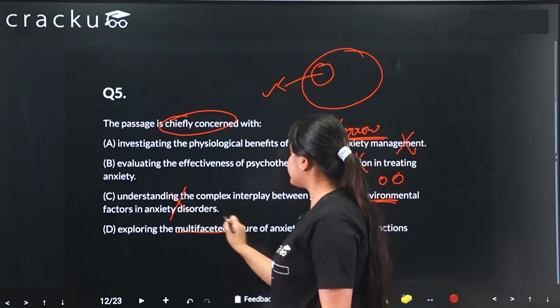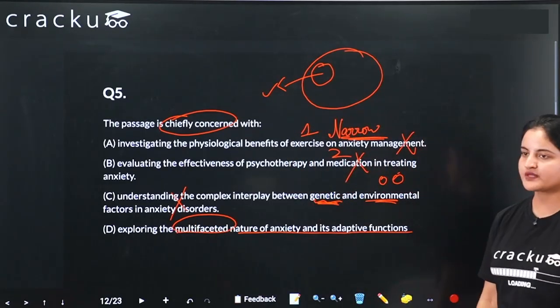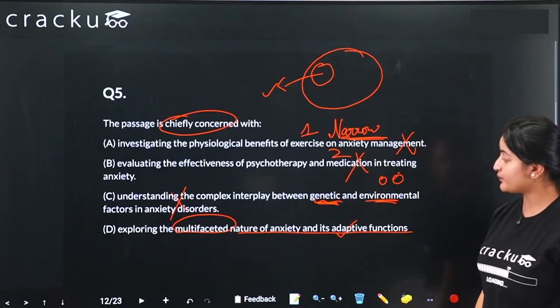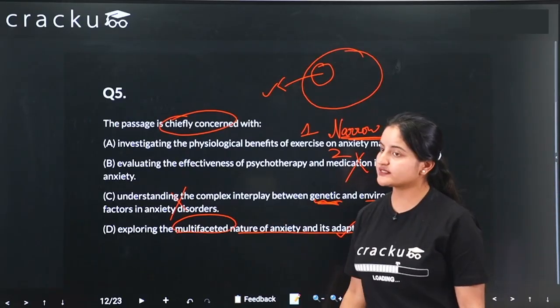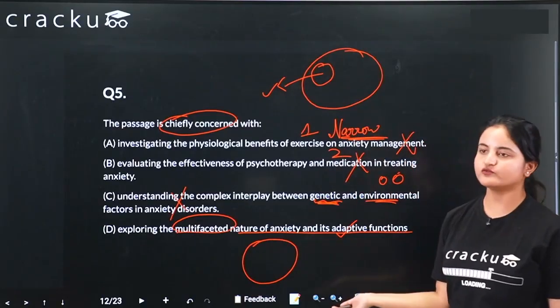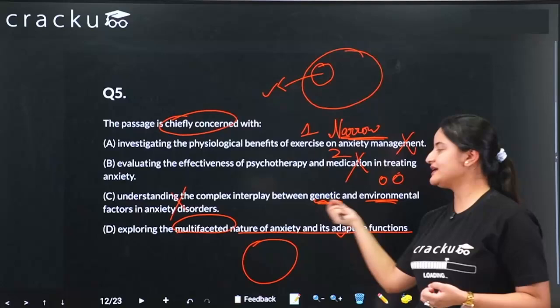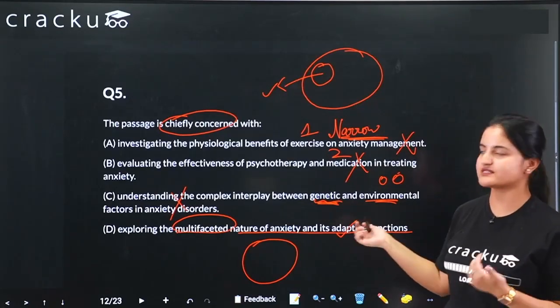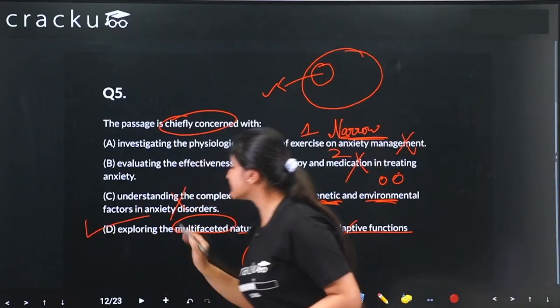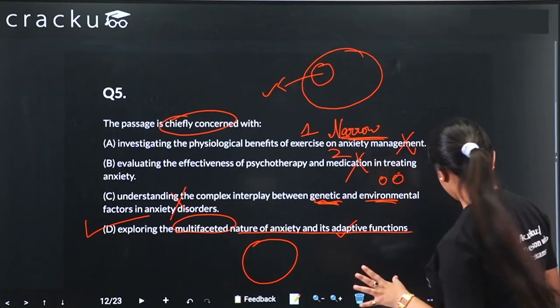Exploring the multifaceted nature of anxiety and its adaptive functions. This is true. Adaptive functions, that how it is important also. Multifaceted nature means when it is exaggerated, it can be harmful also. So multifaceted means multiple faces or many dimensions of anxiety are being discussed. So D is the balanced and the right choice. Others also can go by elimination.